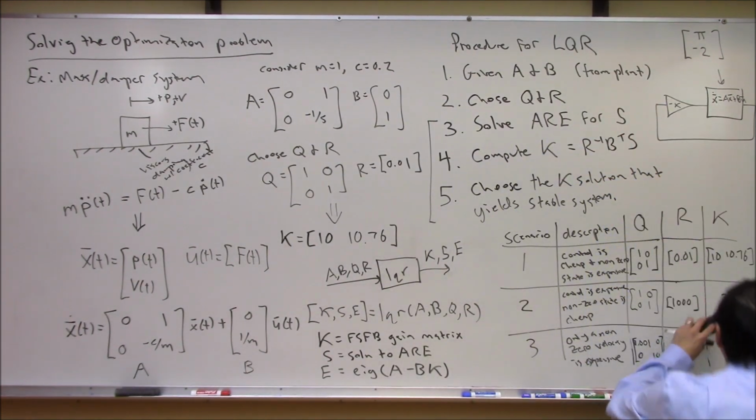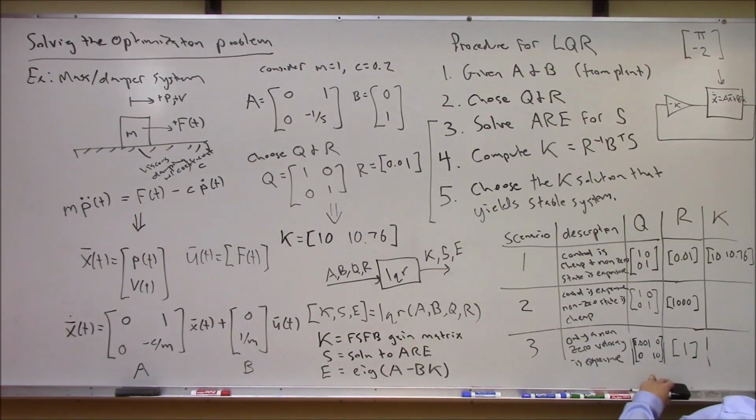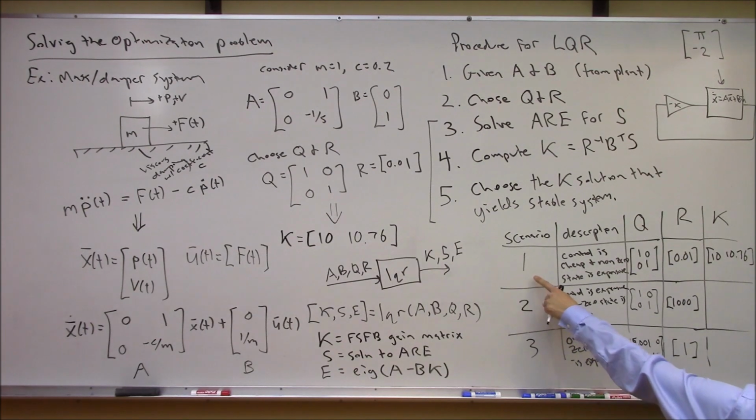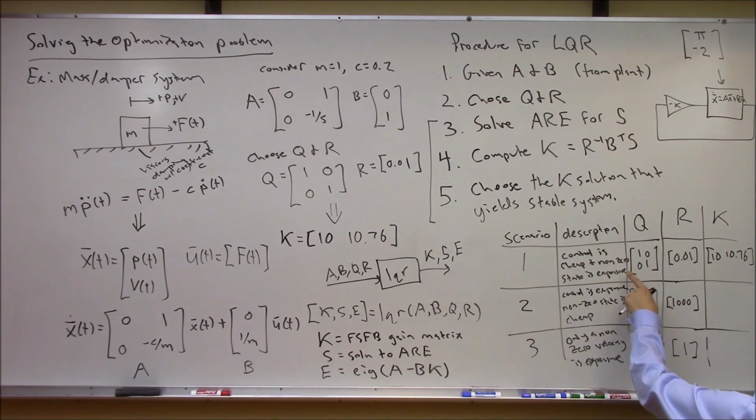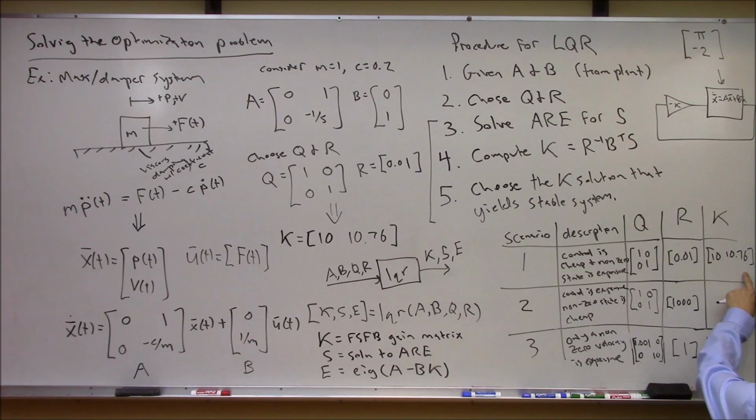So I think we can come here and we can fill out our table here and finish this section here. So again, we saw the situation where control was cheap and a non-zero state was expensive. We had this type of a controller come out of the LQR process.